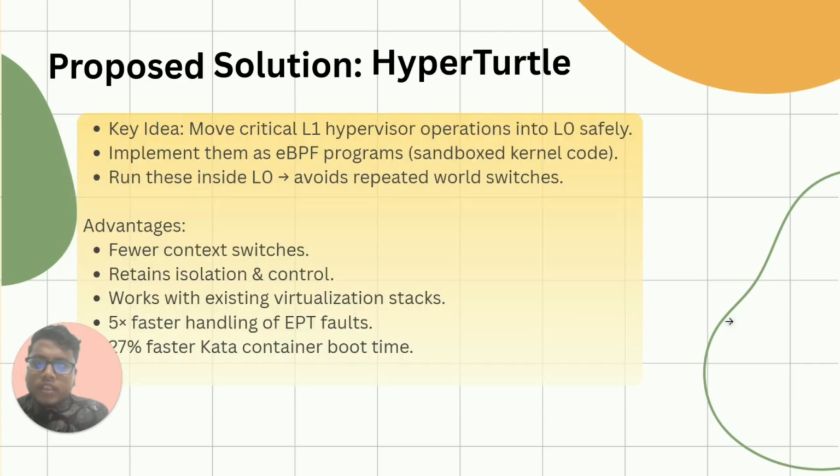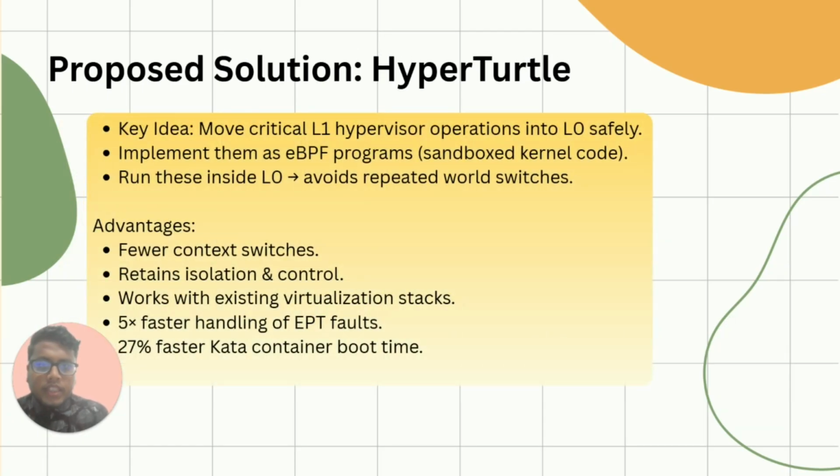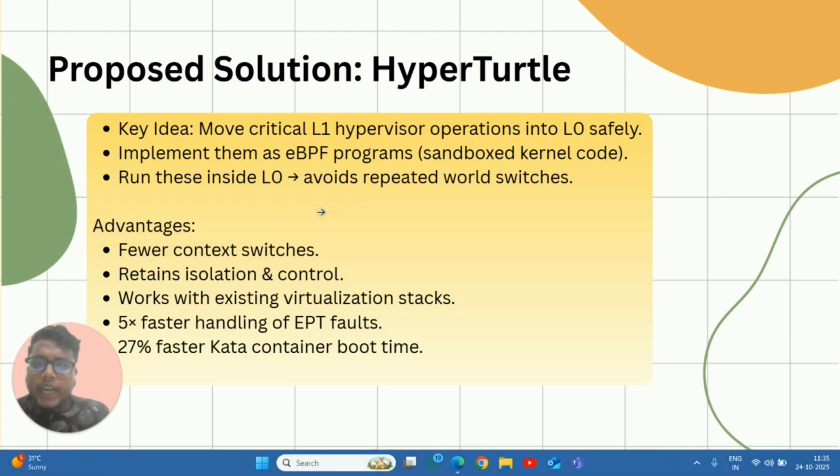And finally, the proposed solution, which is HyperTurtle. The key idea of HyperTurtle is pretty simple. Take the L1 operations, which are the most frequent, and run them directly in L0. How? Using eBPF programs. So instead of bouncing between L2, L1, and L0 multiple times, L0 just runs a small verified eBPF program on behalf of L1. So it leads to fewer context switches, same control, and no kernel hacks.